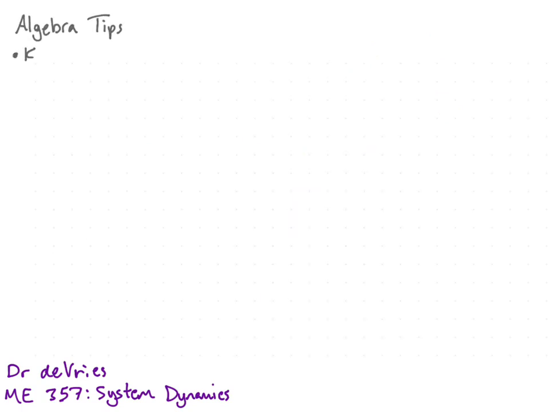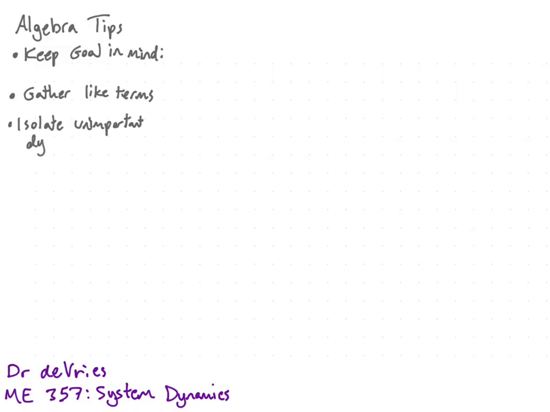So, for our algebra, we want to make sure that we keep our goal in mind, so we're not going in circles. We want to gather all of our similar dynamic variables and isolate the ones that we are not interested in. So they're unimportant to us because we decided that that's not what we care about. So our goal is I2 over EI, because that's the transfer function we're asked for. Our unimportant variables are I3 and I1.